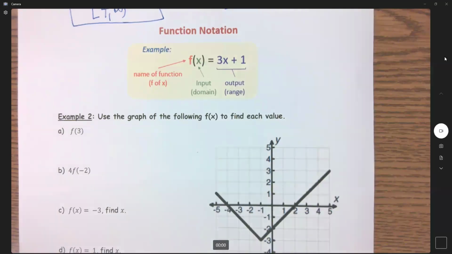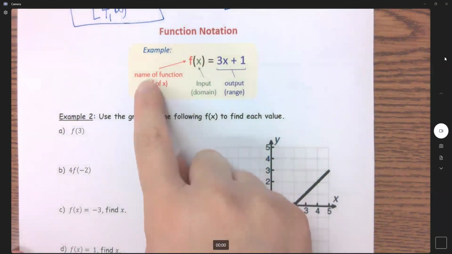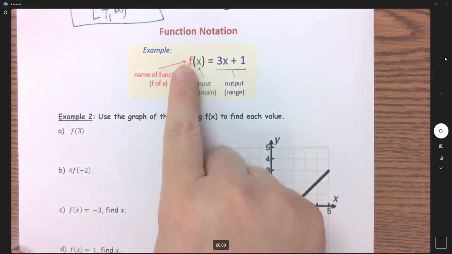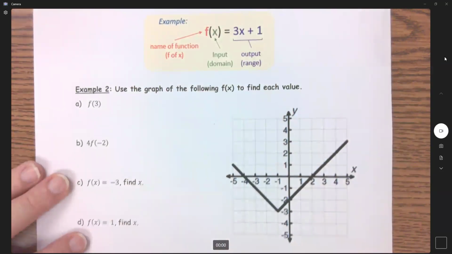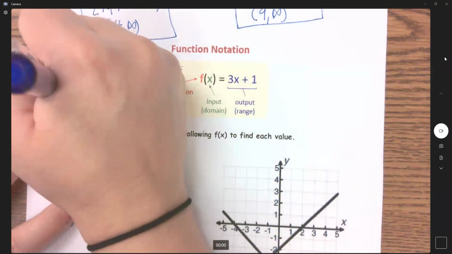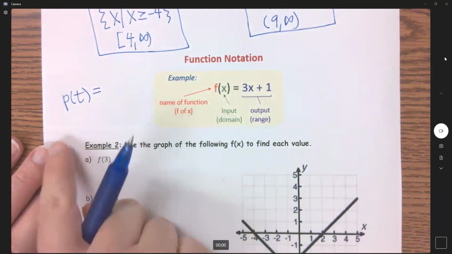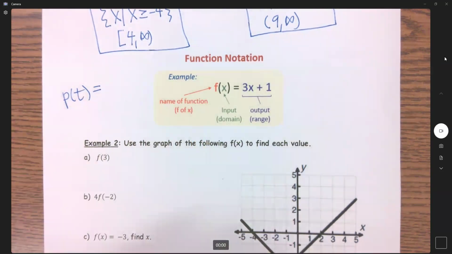Let's take a moment to quickly review function notation. Whatever this equals is the name of your function. So here we have f of x because we have f and then in parentheses x. Up here we had g of x. You can also have things like even p of t. So these variables can change to whatever.